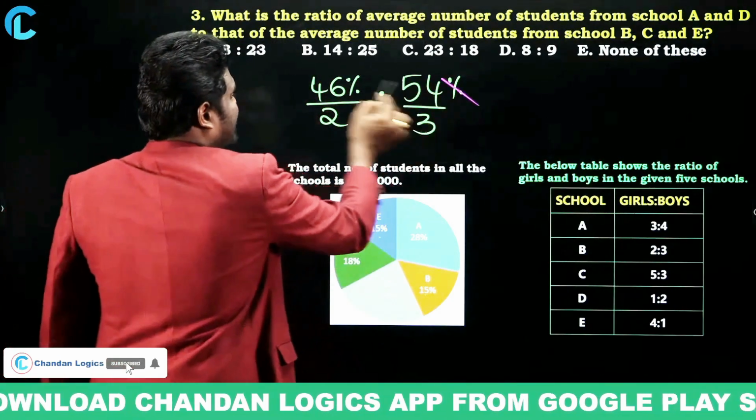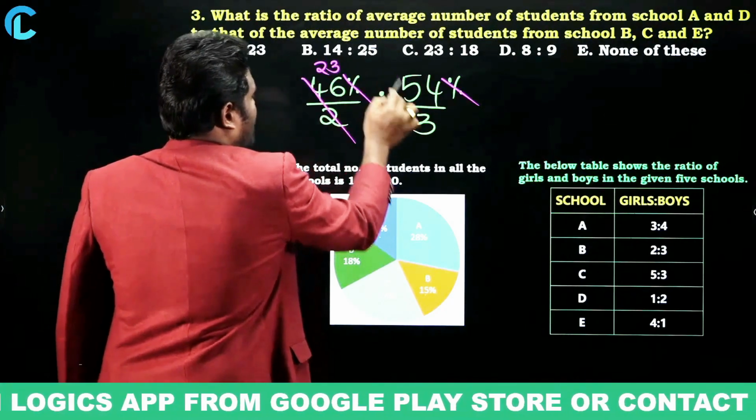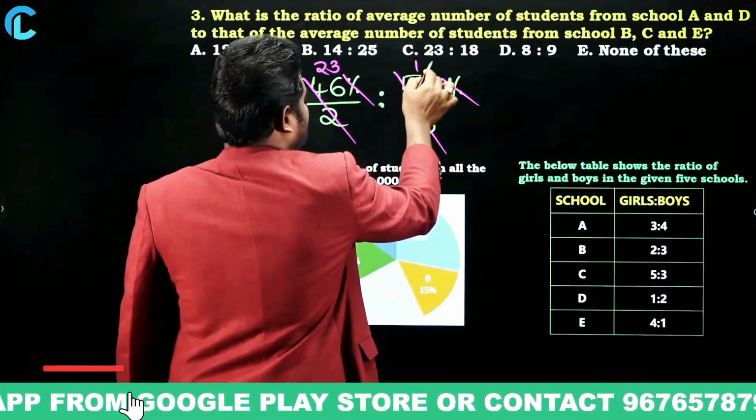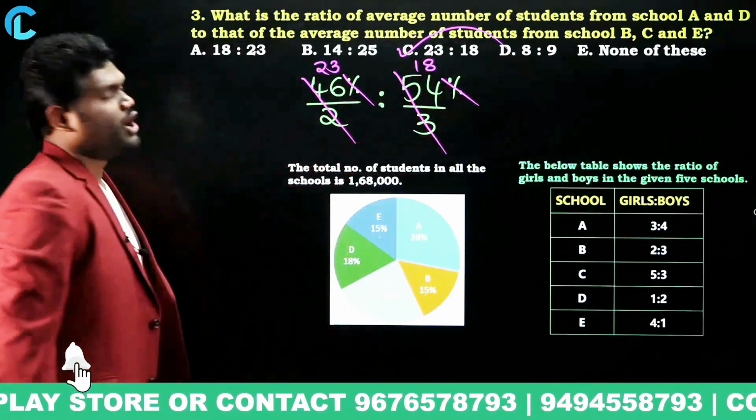Now just to simplify it. Percentage gets cancelled. Now 2 cancels here how many times? 23 times. Now 3 cancels here how many times? 3 cancels here 18 times. Okay, so 23/18. This will be the answer.